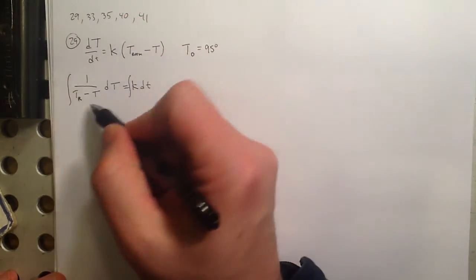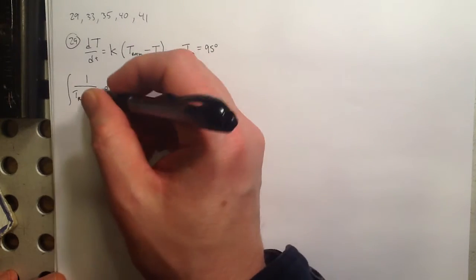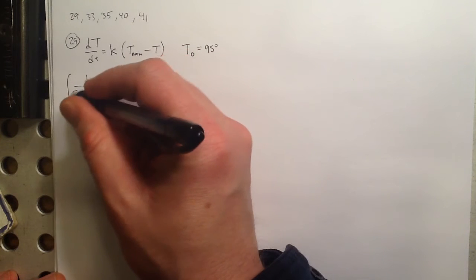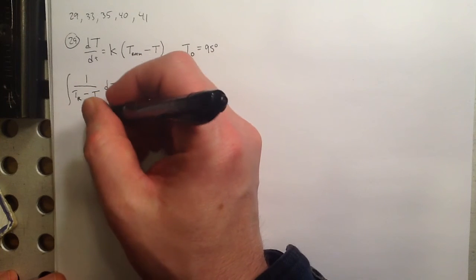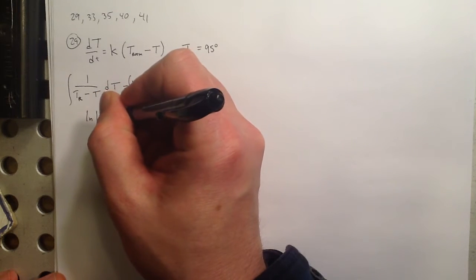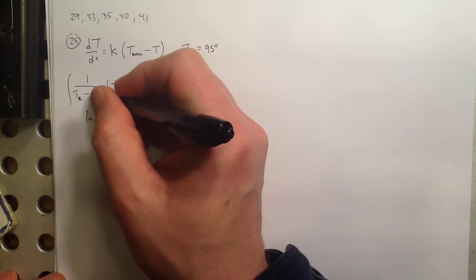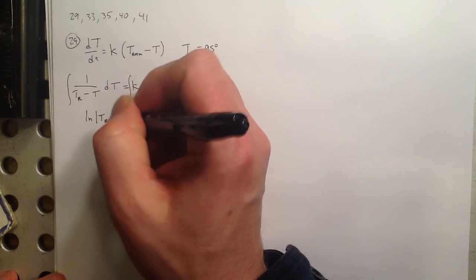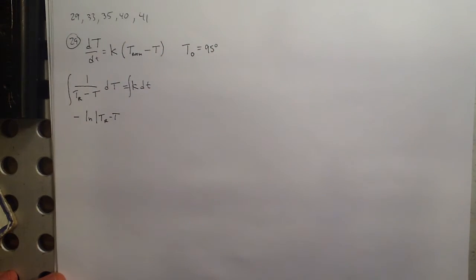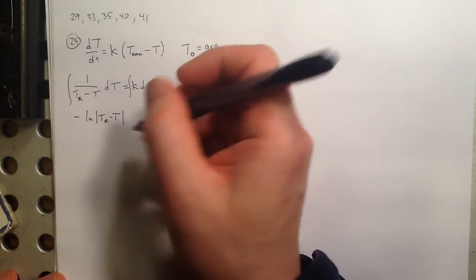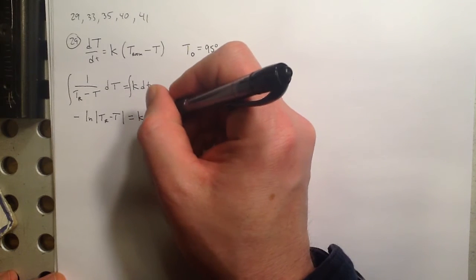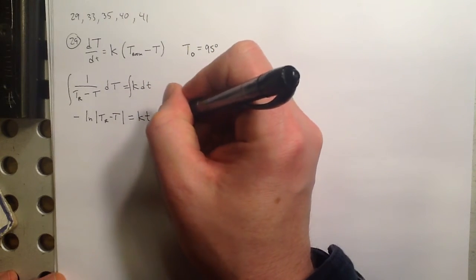So on this side, this is a constant, this is my variable. So the antiderivative, since this is just T to the first power, and this is just a linear factor of T, it's going to be natural log, absolute value, temperature of room minus T, but this has a negative 1 in front of it, so I'd have to divide by negative 1 out here. I'm just going to put a negative sign out here. It's equal to the antiderivative of K with respect to t, which is Kt plus C.